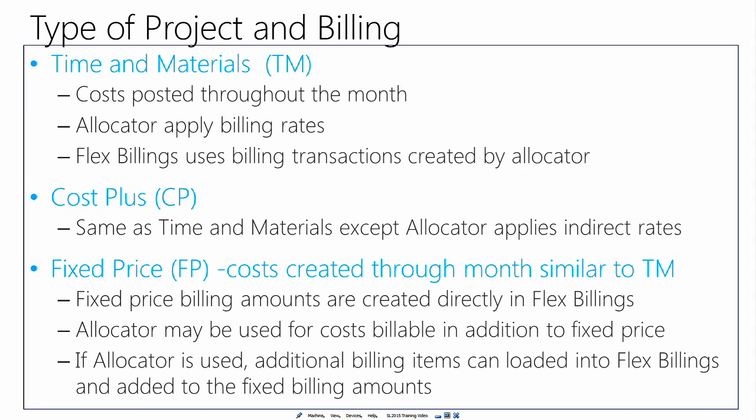The third type of job we have are fixed-price jobs. And these fixed-price jobs also have costs collected all month as well. Some of those amounts you may want to float over to billing, but not all of them. So we can take some of those costs and bring those through Allocator, but then the other items would be entered directly into billing as fixed billing amounts.